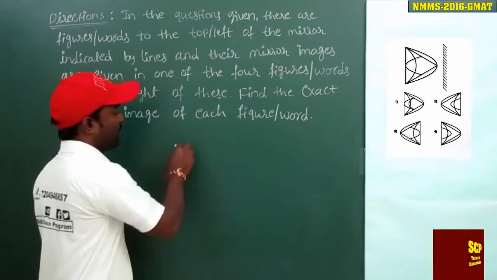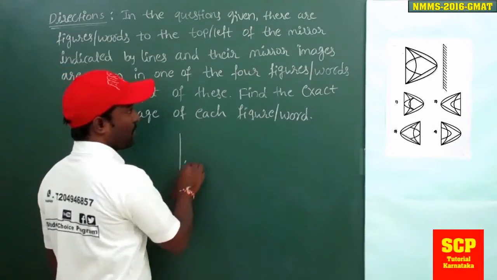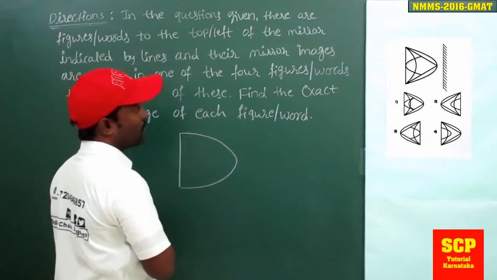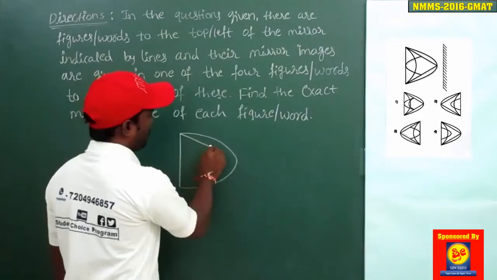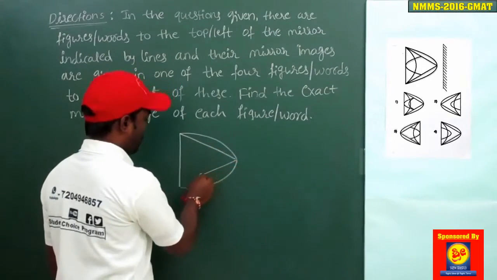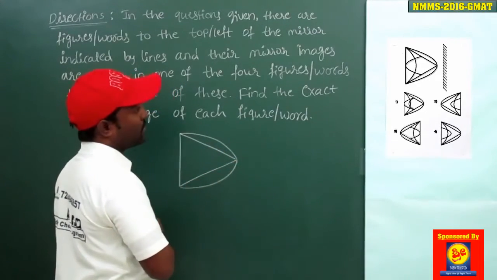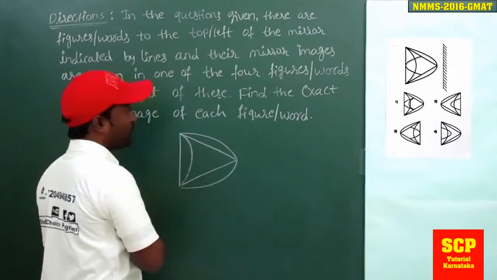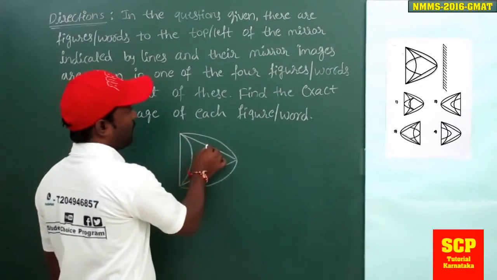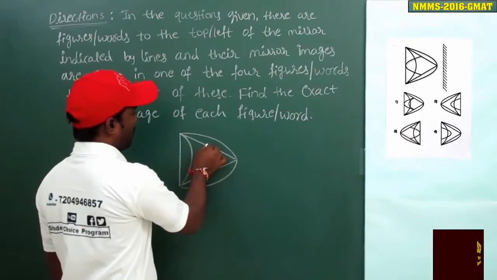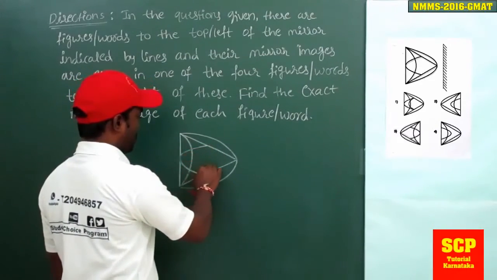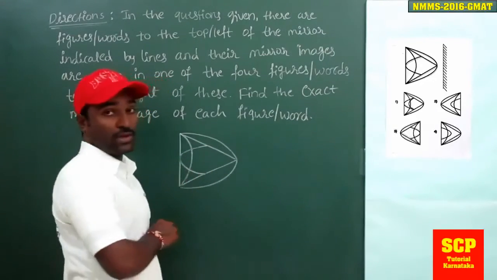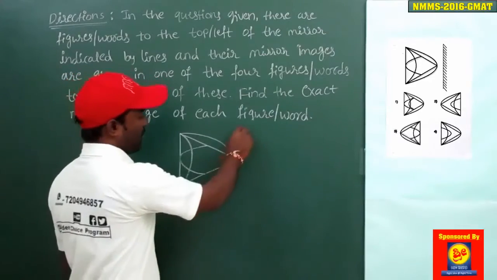First I will draw that figure. Next, one more curve, a small curve like this, and one more curve like this. So this is the given figure and a mirror is placed here.